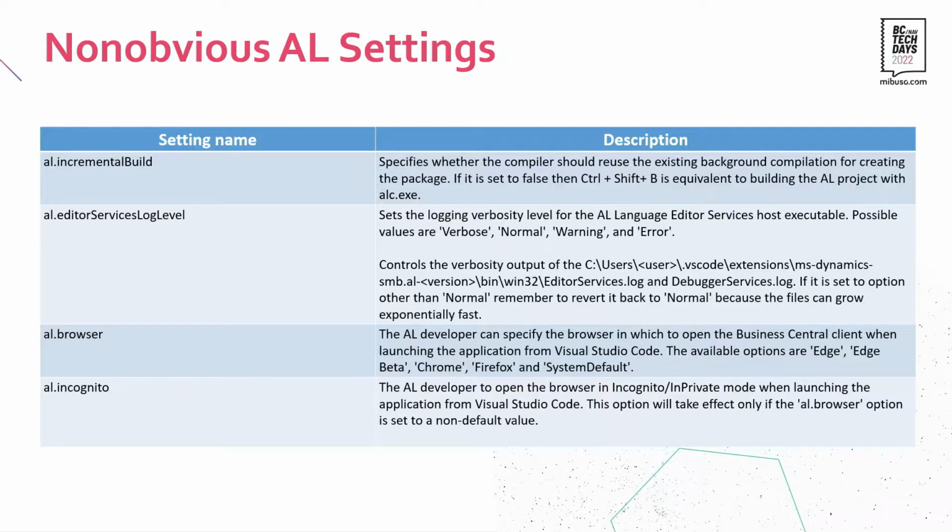The last two, browser and incognito, are straightforward. They complement your launch.json when you, for example, open the debugger, or you publish your dev extension to your server.